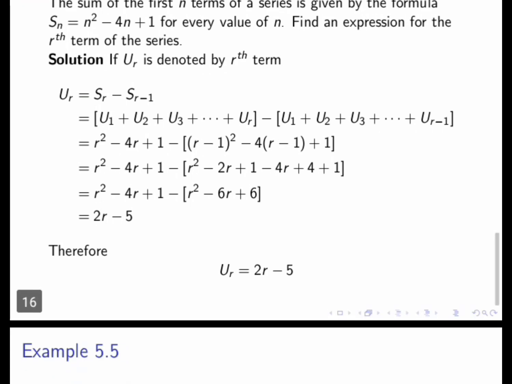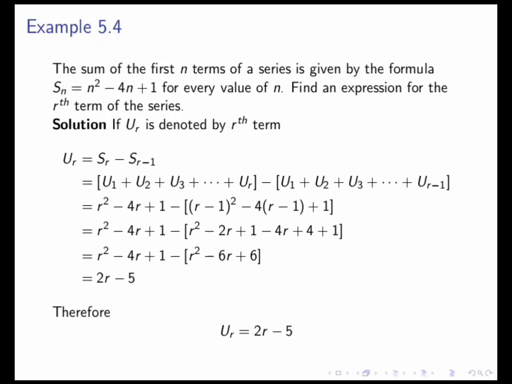The next thing is just to simplify. You expand the brackets. By expansion, you have r squared minus 2r plus 1 minus 4r plus 4 plus 1. When you expand and simplify, you have the rth term to be 2r minus 5. So that is how to find it. Take note of this.